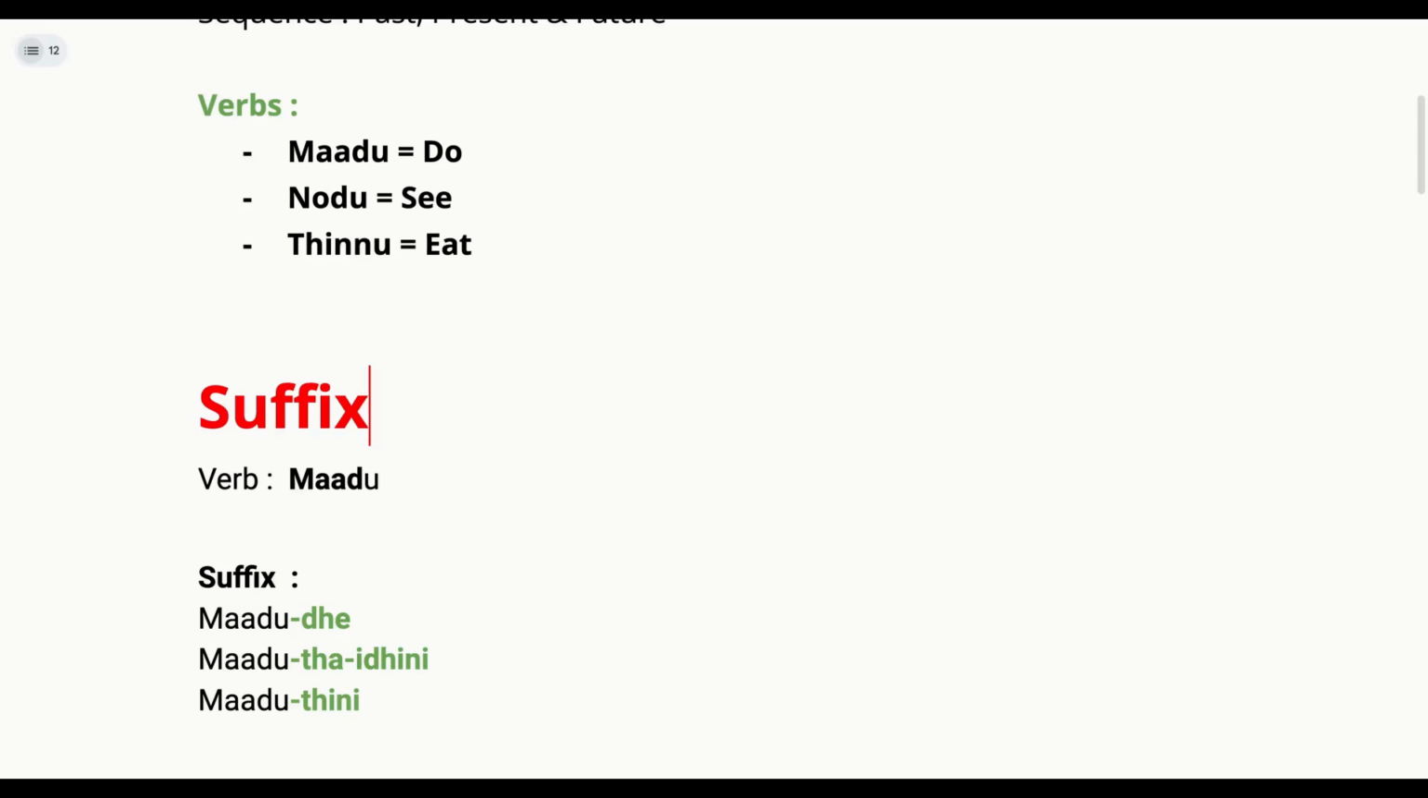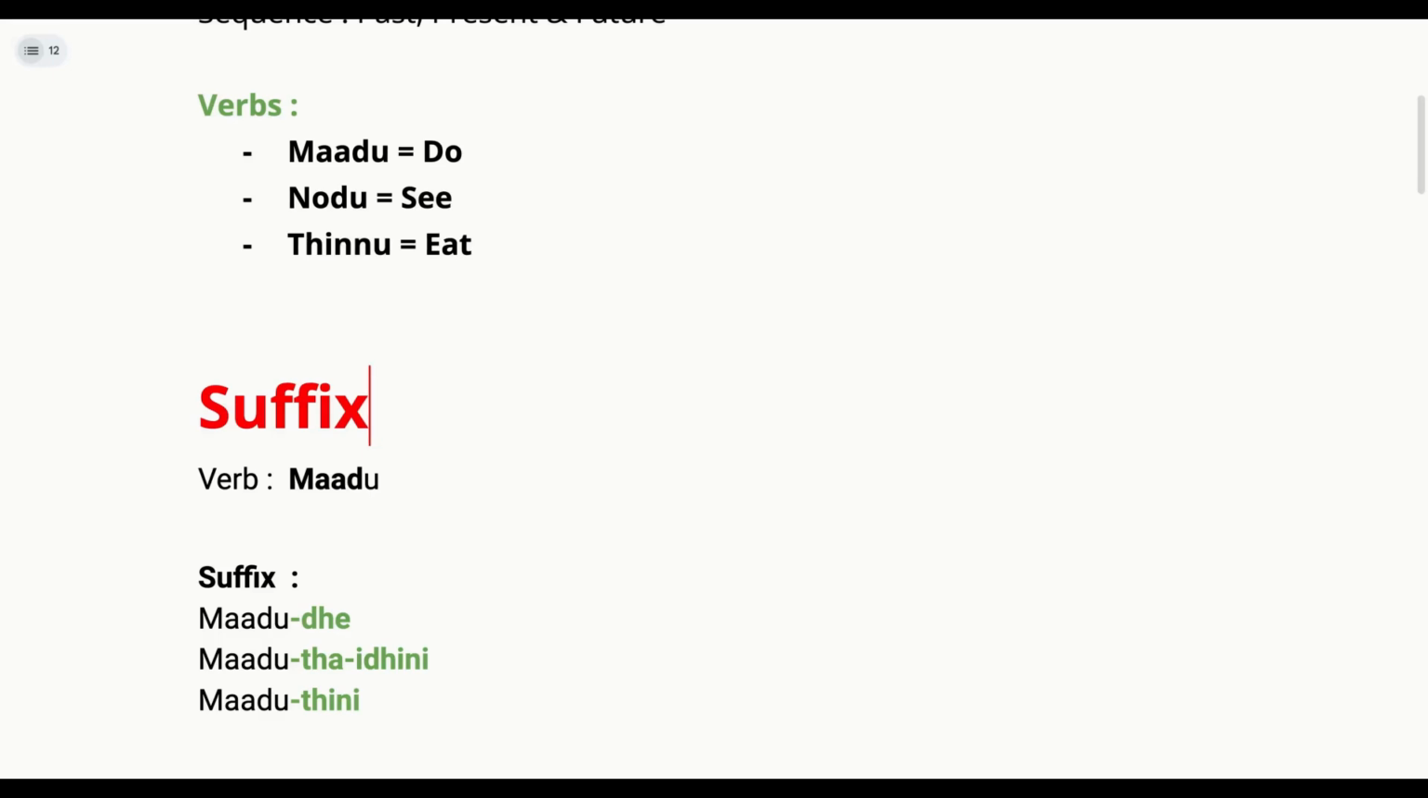Let's take present tense. For present tense, the suffix is ta idini. So we add ta idini to the verb madu and it becomes maduta idini. For future tense, the suffix is tini. So we add the suffix tini to madu and it becomes madutini.